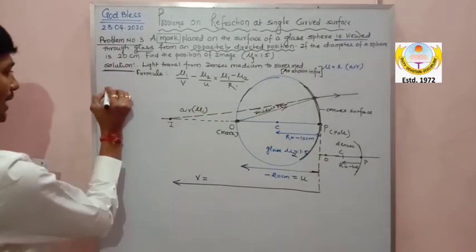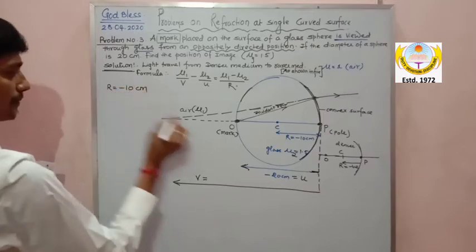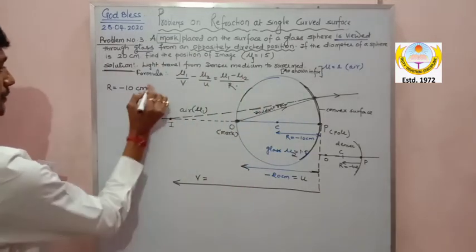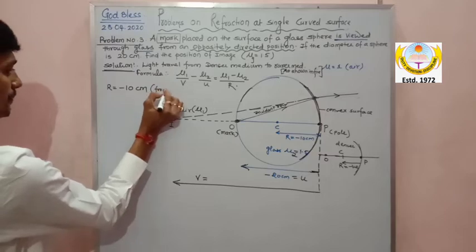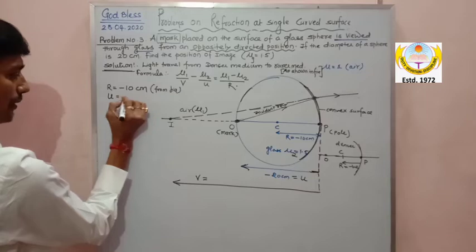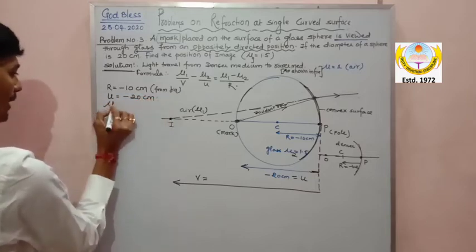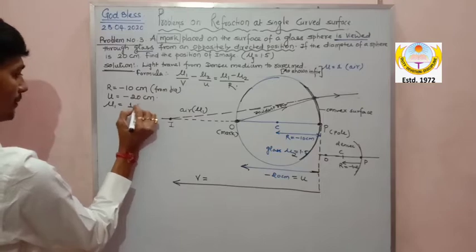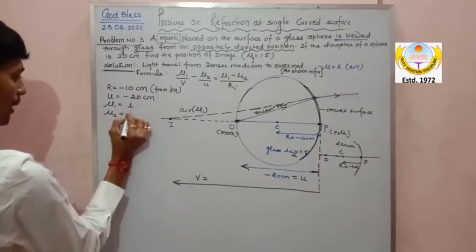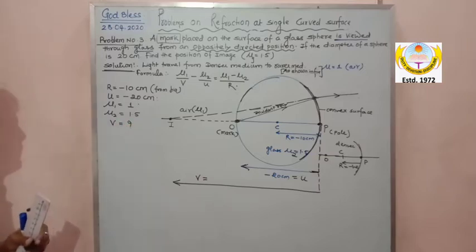So here, my dear, r is equal to minus 10 centimeter from the figure. Second, u is equal to minus 20 centimeter. Mu1 is equal to 1. Mu2 is equal to 1.5. And we are supposed to find v. I hope it is clear, my dear. So let's start.